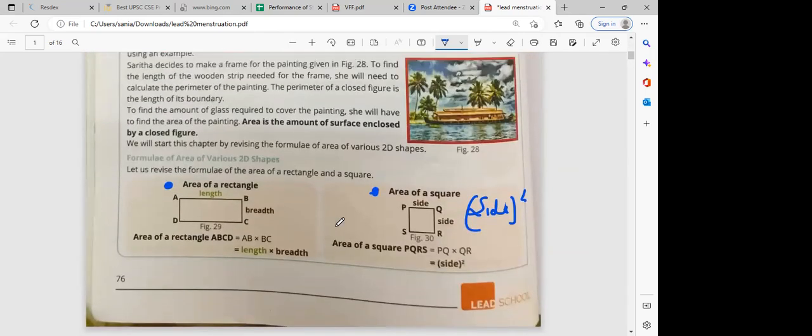So first of all, you will write all the formulas on one page. Just write this: first, area of triangle, area of rectangle, and area of square. This is the formula.